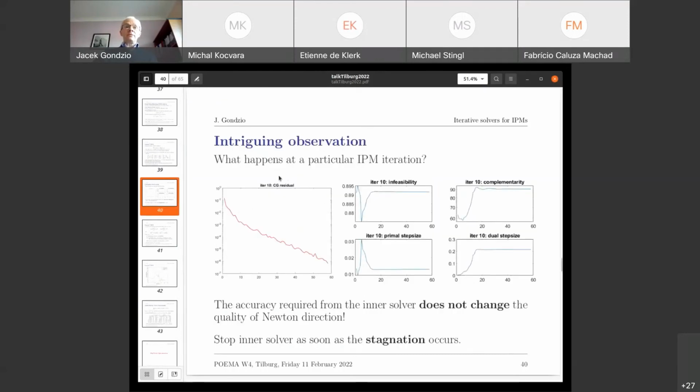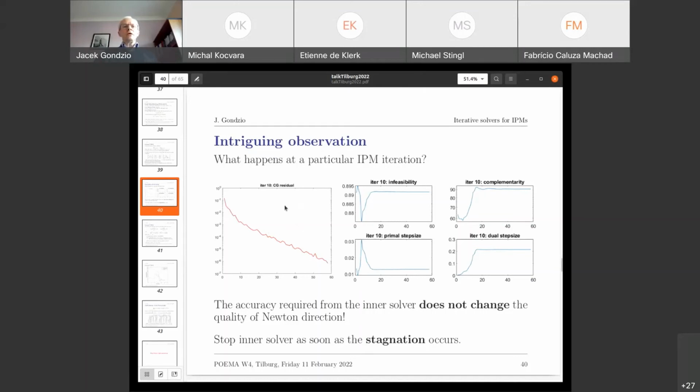I'll show you what happens in a particular interior point iteration when you apply conjugate gradient to solve the normal equations. Conjugate gradient method is non-monotonically reducing the residual, the error in the Newton direction. It starts from a large error, 10 power minus 1, and then after 10 iterations, we reach 10 power minus 3. After 20 iterations, 10 power minus 4. After about 60 iterations, we get to 10 power minus 6.